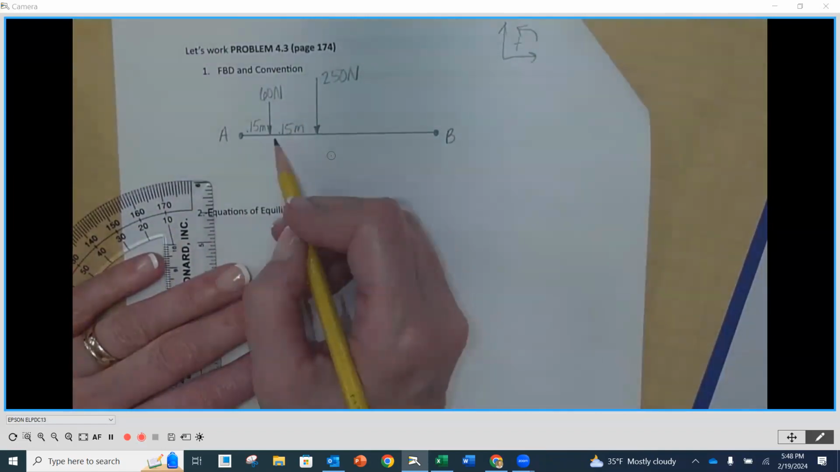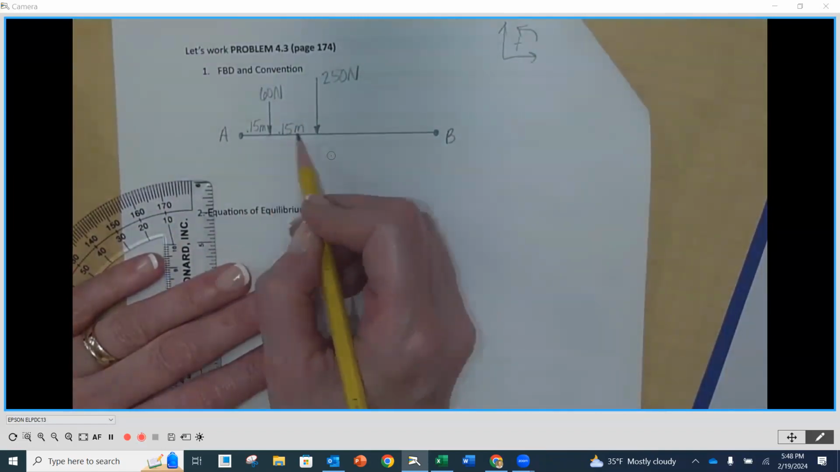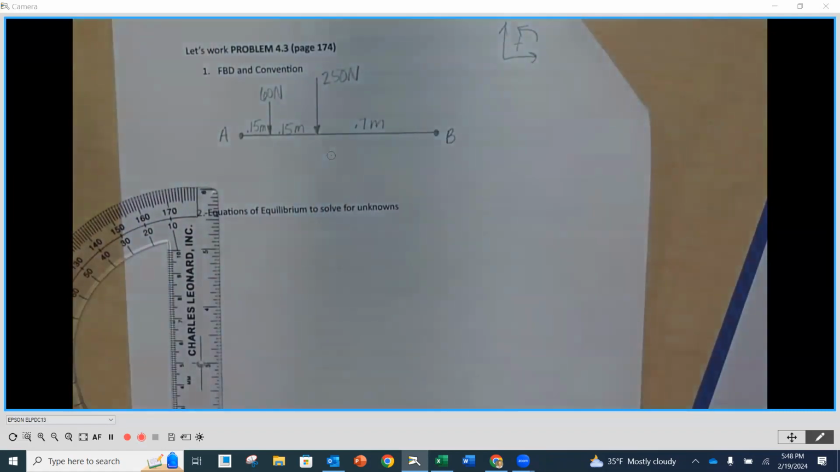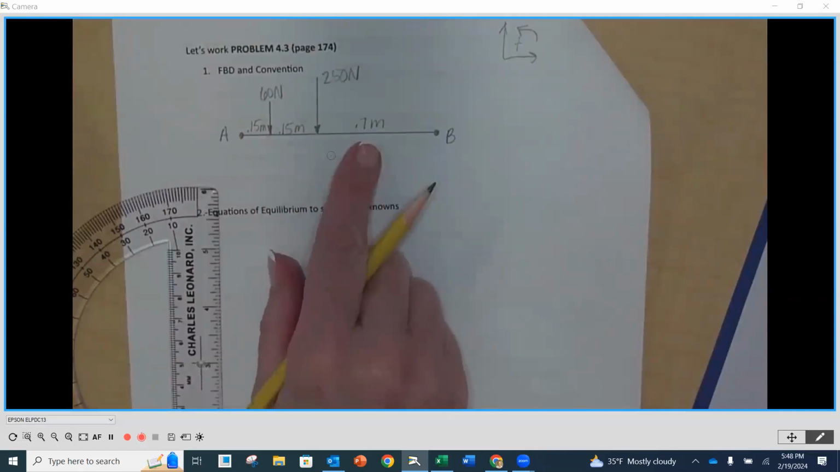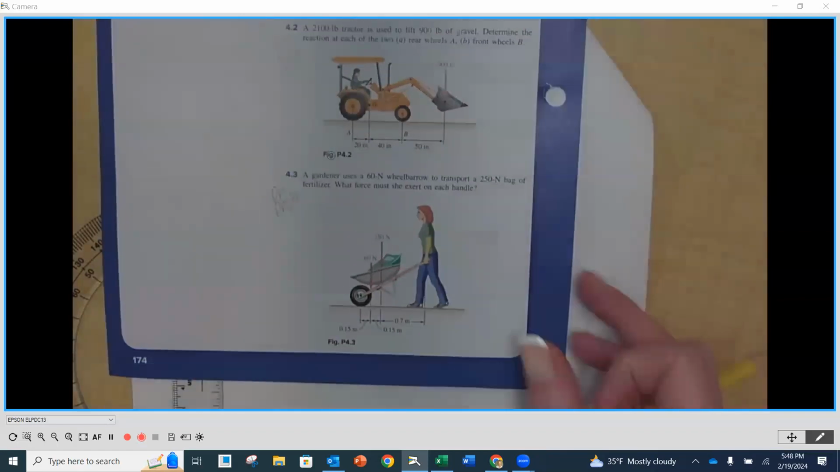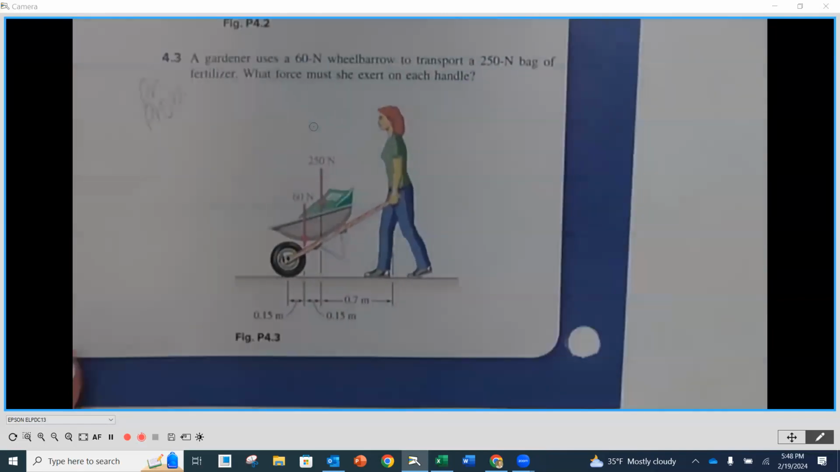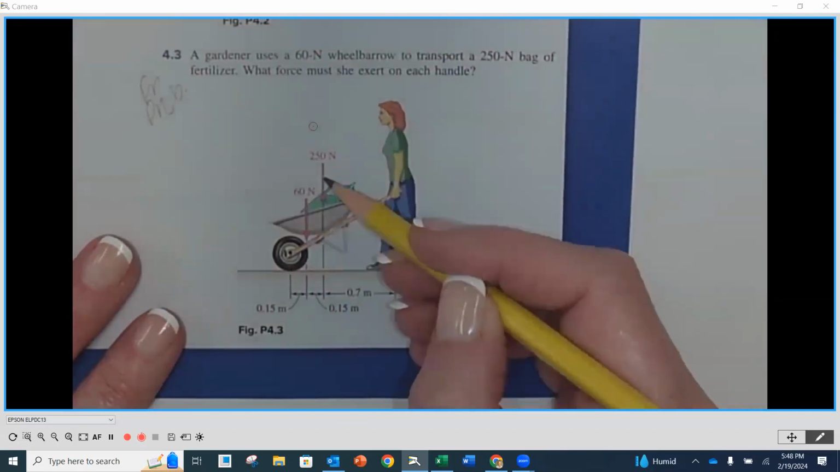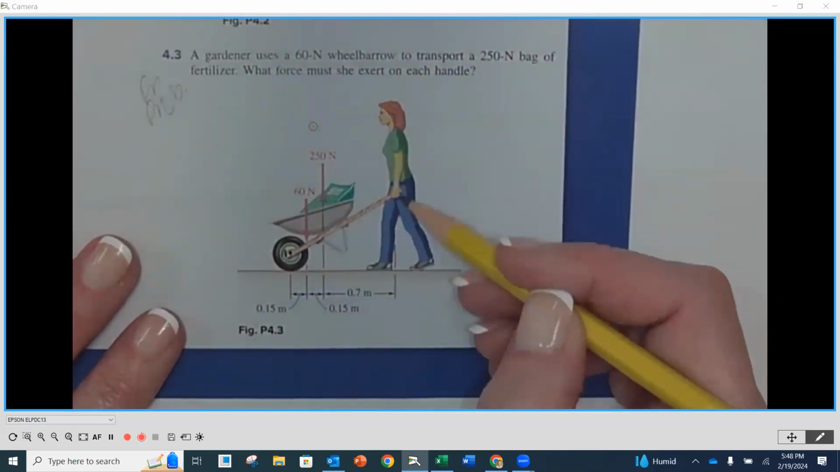0.15 meters between the wheelbarrow, the 60 and the 250 newtons, and then 0.7 meters between the 250 and point B. So these are what we would call our applied loads, and their distances and magnitudes and directions. So 0.15, 0.15, 0.7. And that goes along with what we had gotten in our problem. Okay, so here's our point A. Oh, I guess they do identify it in there. A, then there's 60, 250, and then the support here.